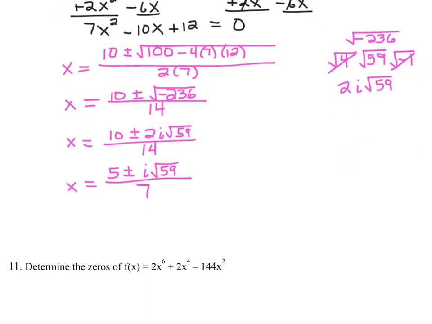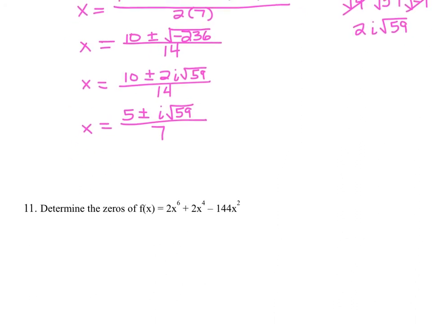Okay, so if we remember the directions, it said to write it in simplest a plus bi form. So all we have to do at this point is just break it up so that we individually put the number in front of the plus and minus over the 7, and then what comes after the plus and minus over the 7. All right, so let's do it. x equals 5 over 7, and then you can bring down the plus and minus, and then we're going to have i radical 59 over 7.